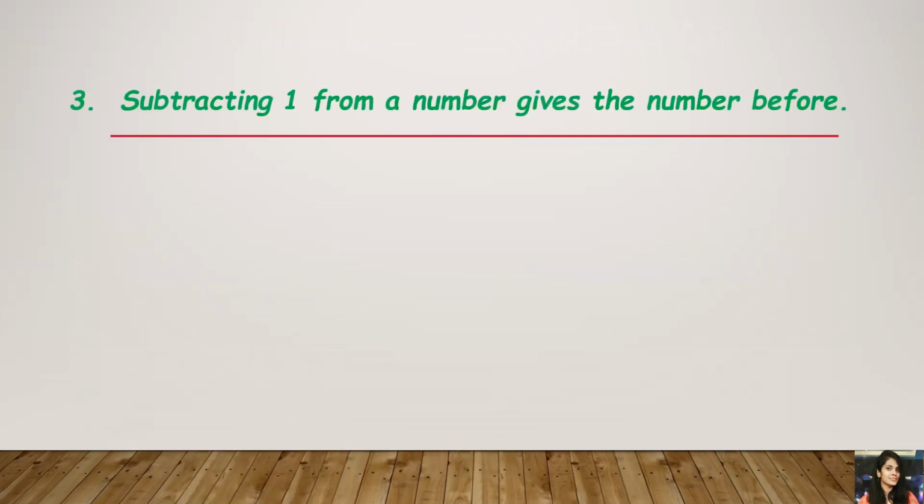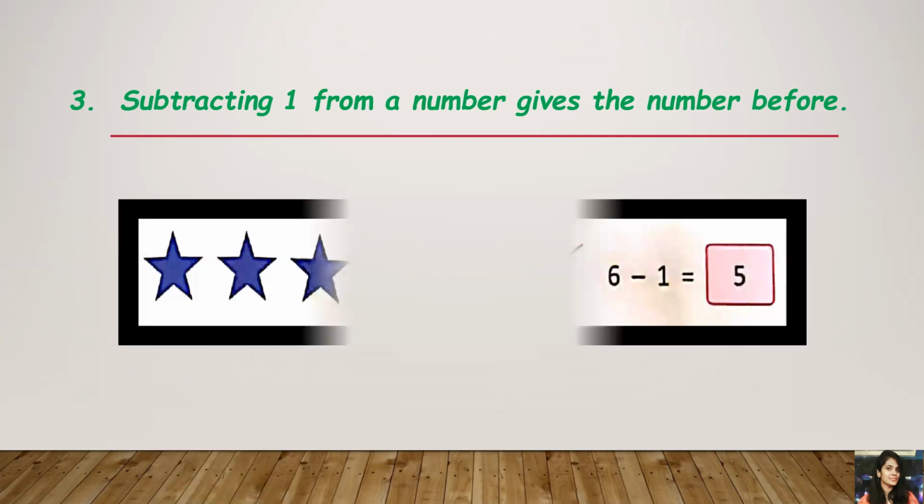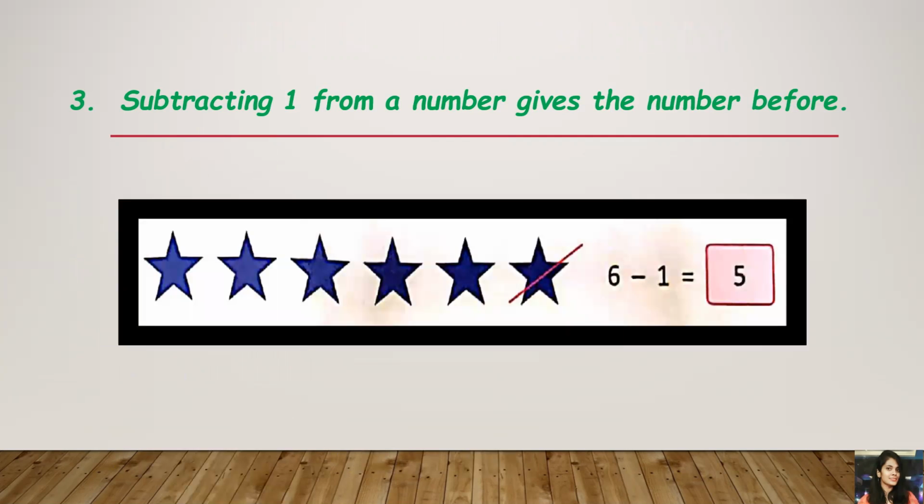Third property. Subtracting 1 from a number gives the number before. 6 stars are there. If I have crossed out one of them, then the answer will be 5, which is exactly before 6.